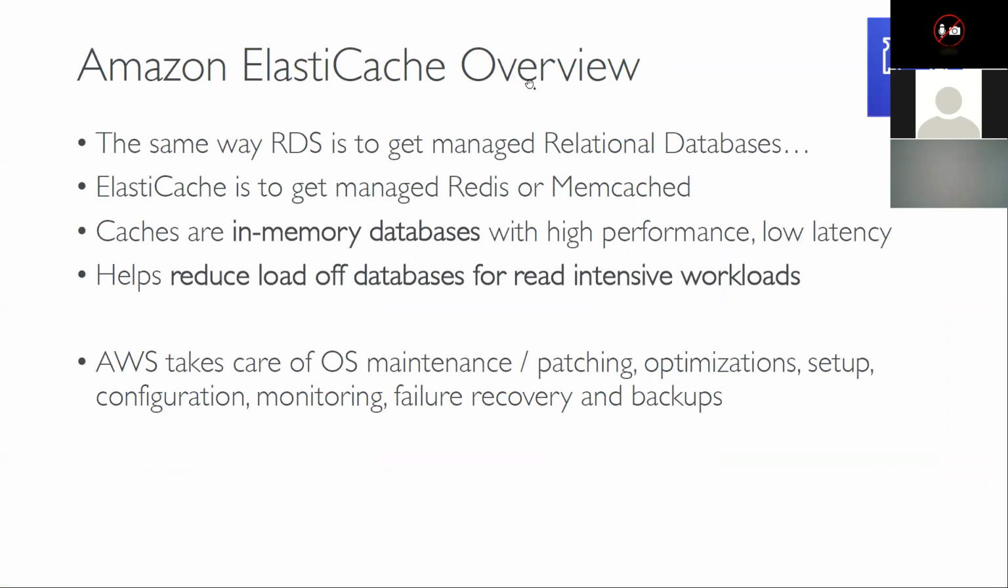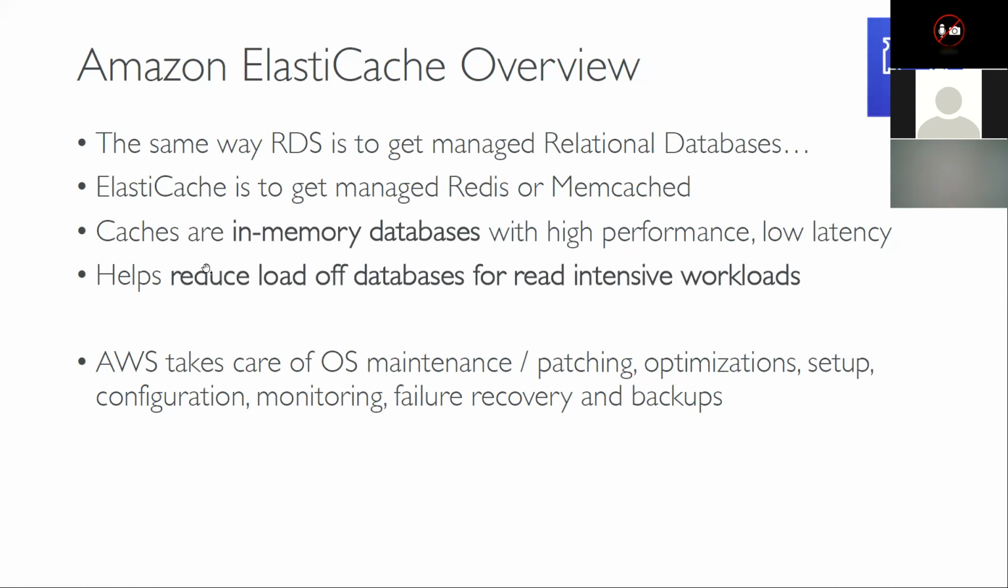Amazon ElastiCache. What is ElastiCache? So sa examination, lalabas to. ElastiCache is to get managed Redis or Memcached, the same way RDS is to get managed relational database. These are two different technologies. It's a caching device, it's a caching app.